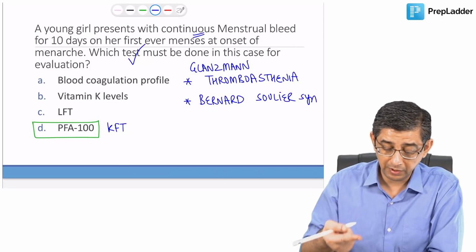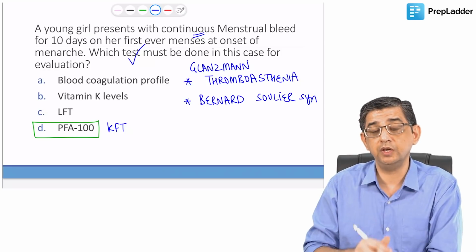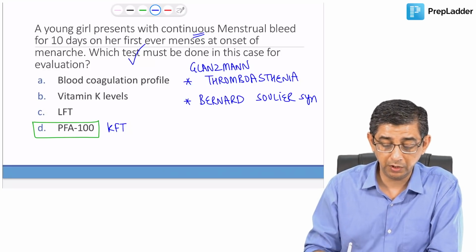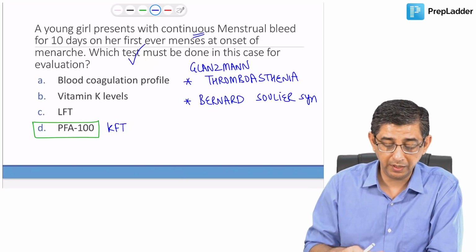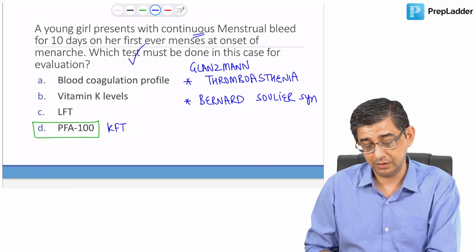If the question is given as what I've written now before you, if PFA 100 is not in the options, then the answer would be given as A, blood coagulation profile. However, if blood coagulation profile and PFA 100 both are given, then the correct answer is option number D.